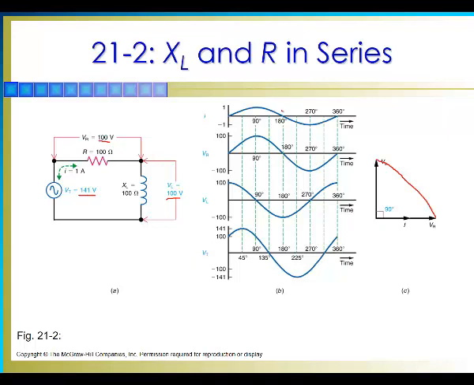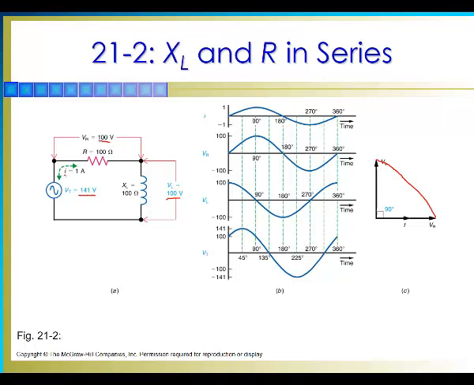Okay, let's look at the waves right here. The current is the same, right, for the whole circuit. So here is the waveform for the current. One cycle takes 360 degrees, and then the maximum is at 90 degrees, back to 0. Then the minimum is at 270 degrees, and then it goes back to 0 at 360.